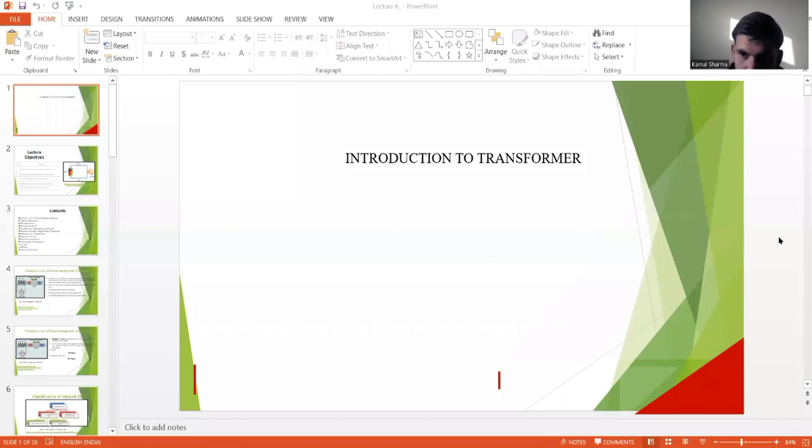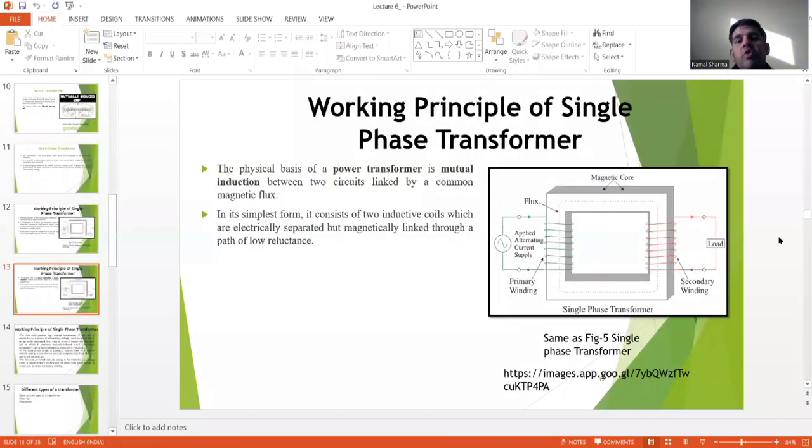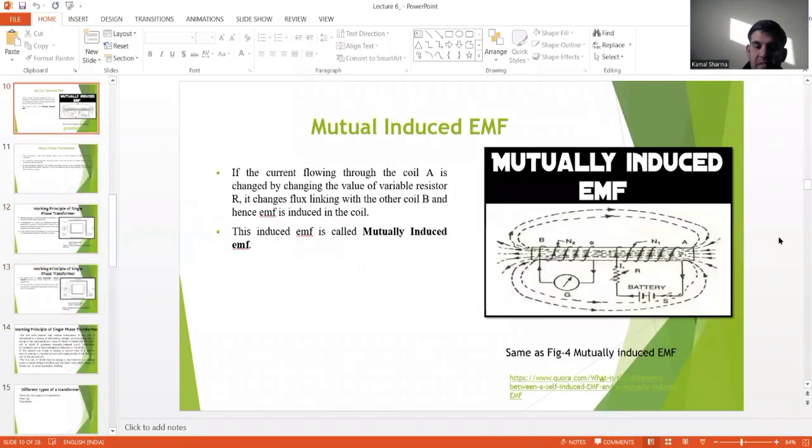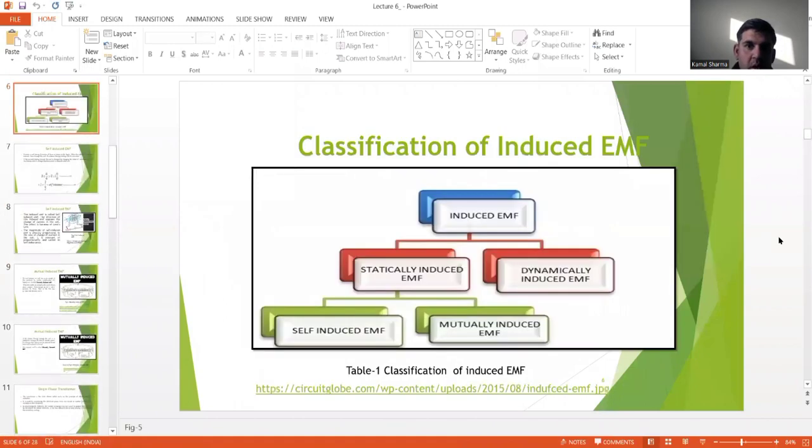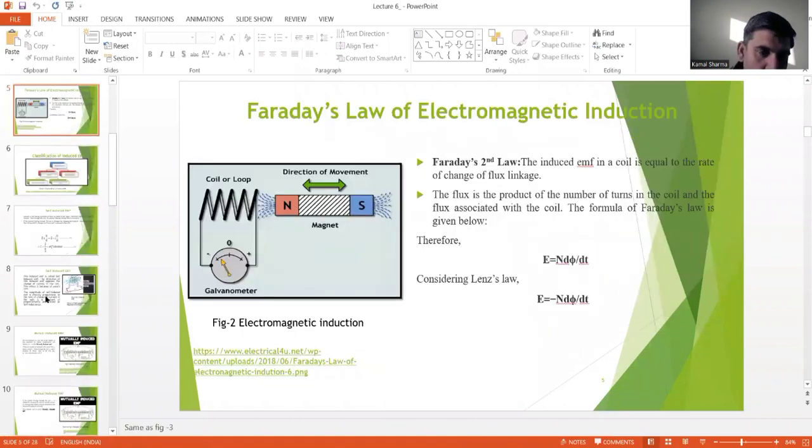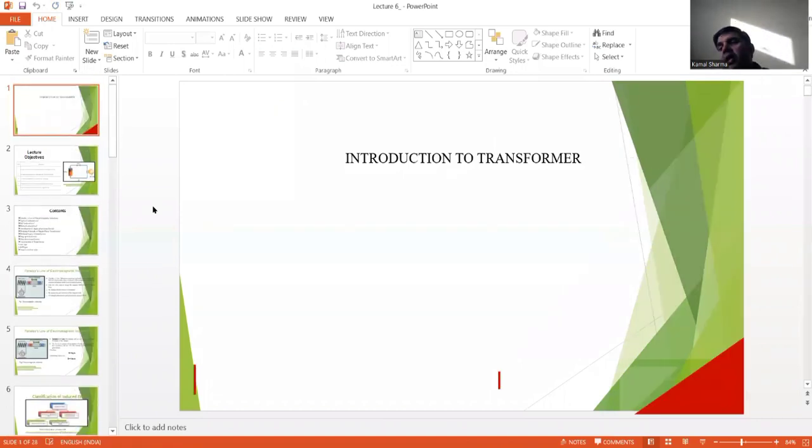Now we are talking about the introduction to transformer. In this we will talk about the transformer itself. As you can see, we will go more into the transformer and we will discuss more of the things, right? So a transformer is nothing but the outcome of Faraday's law of electromagnetic induction, which needs to be understood.